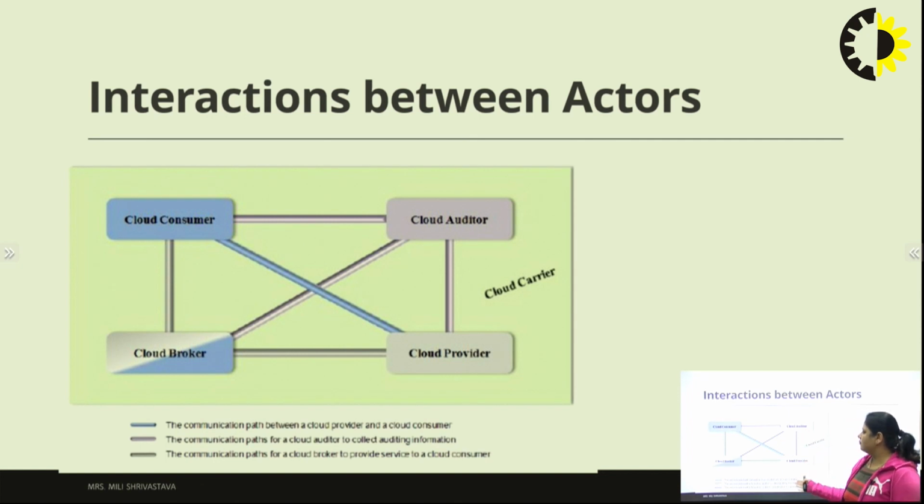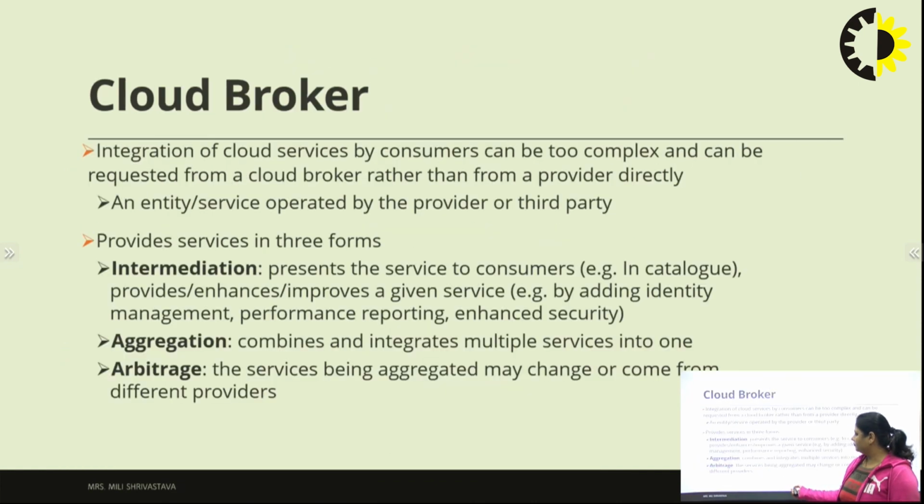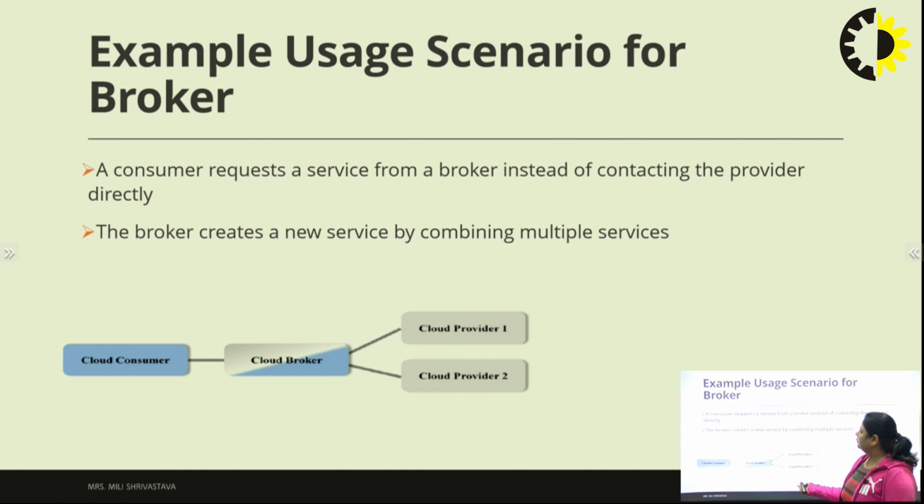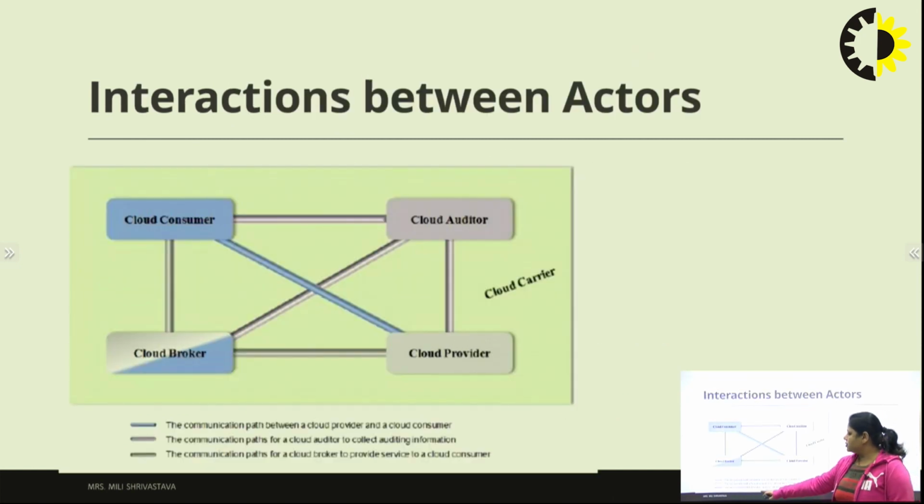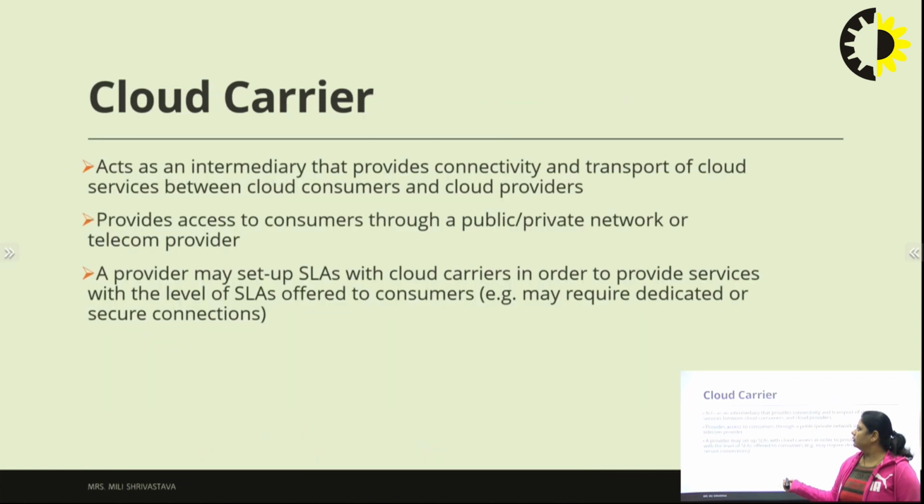So this is the example of the communication path between a cloud provider and the cloud consumer. The communication path for a cloud auditor is called auditing information, and the communication path for a cloud broker is to provide services to a cloud consumer. Next is cloud carrier. What is cloud carrier? Cloud carrier basically acts as an intermediary that provides connectivity.